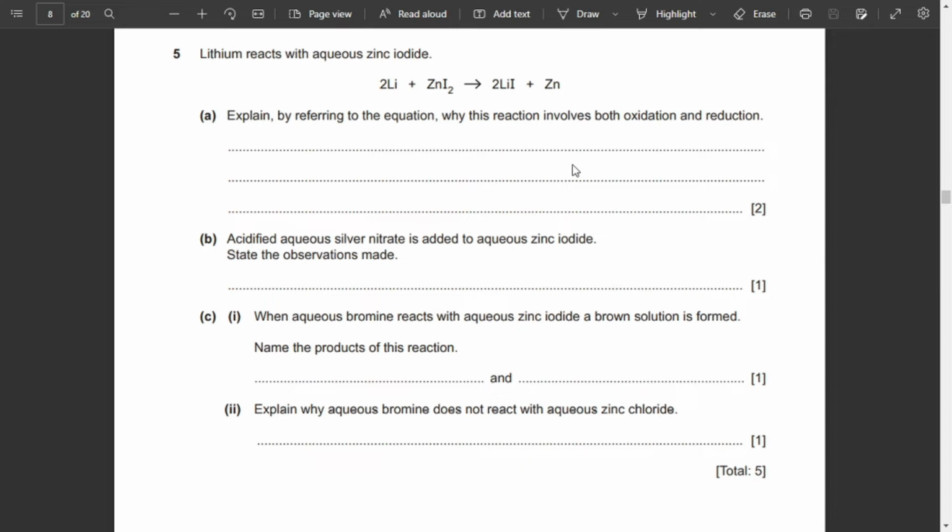Moving on to part C1, when aqueous bromine reacts with aqueous zinc iodide a brown solution is formed. Name the products of this reaction. So here we are basically talking about the reaction of aqueous bromine and zinc iodide. Over here we have bromine plus zinc iodide. Our reaction will form zinc bromide and iodine.